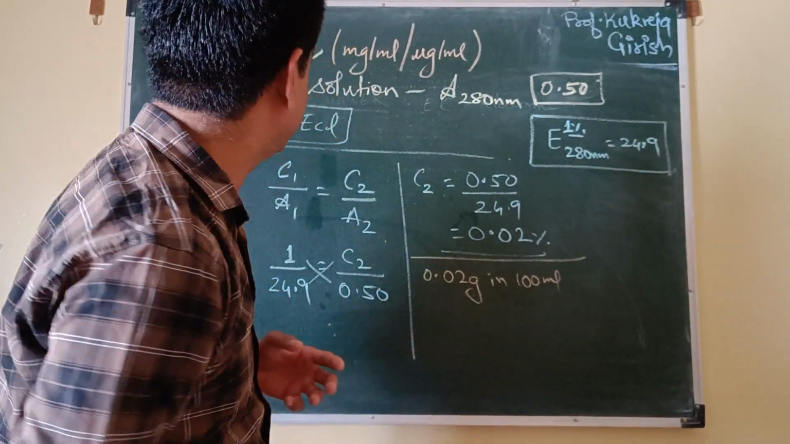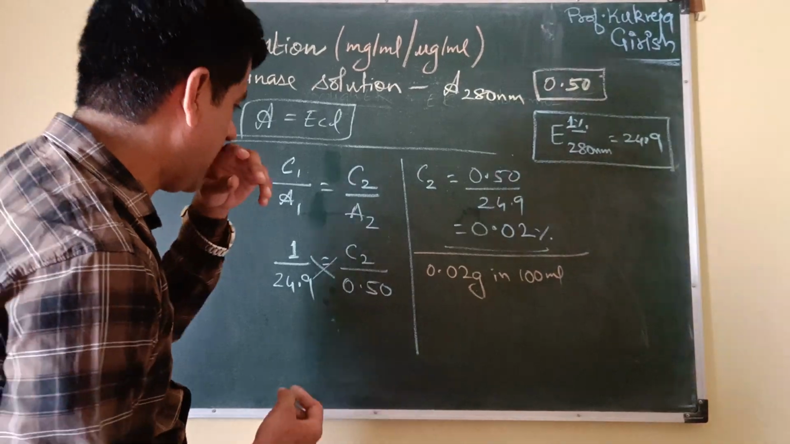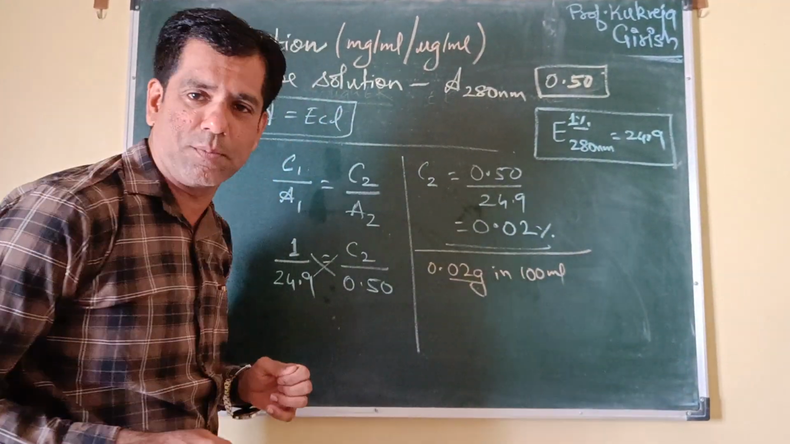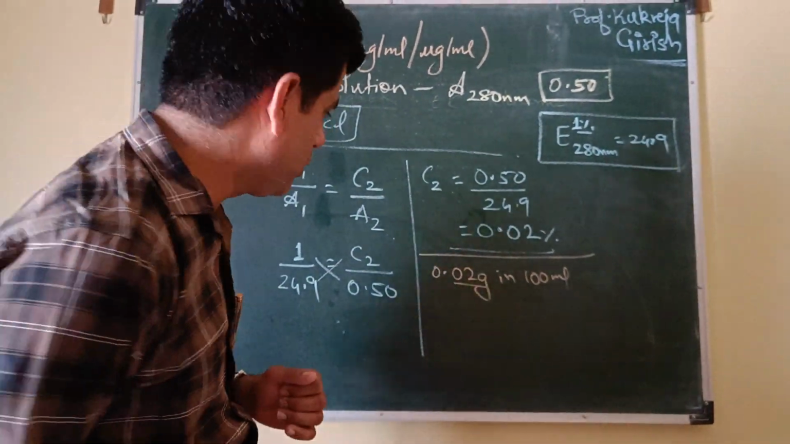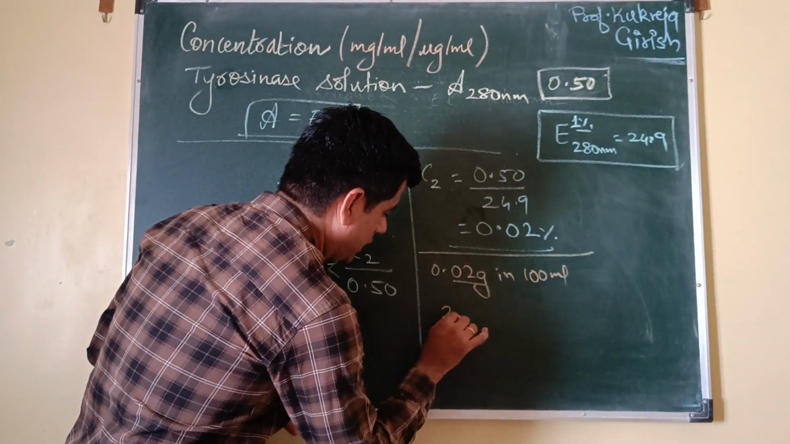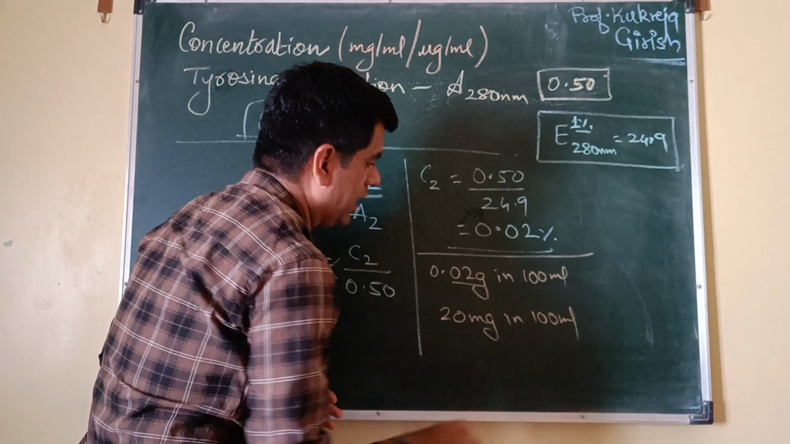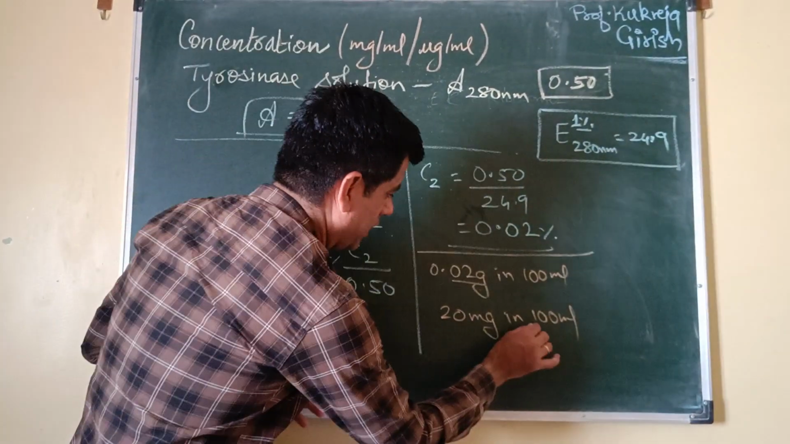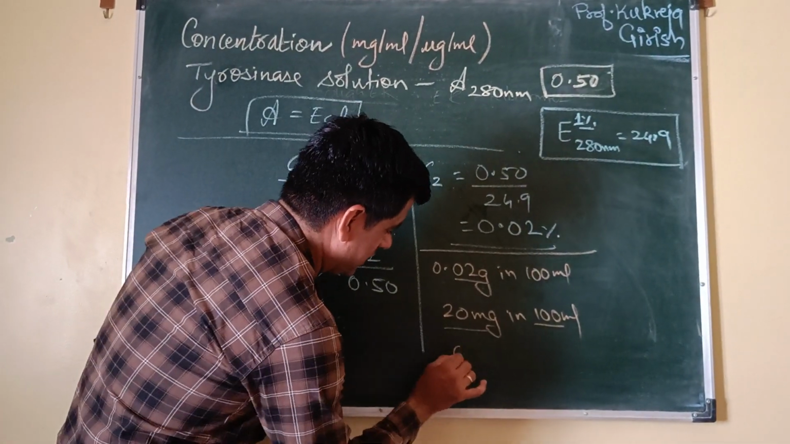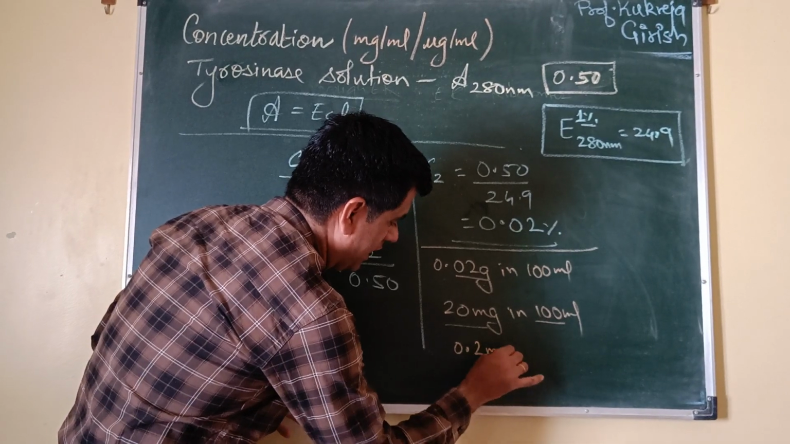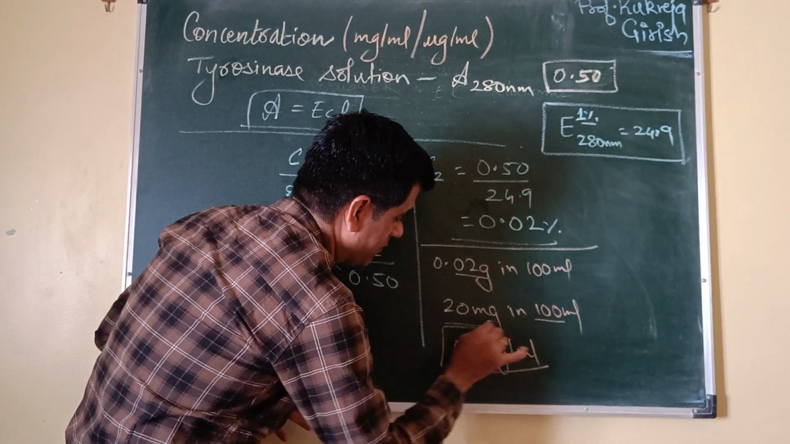Without going much into detail, I want to find it out in milligrams, so let me multiply by 1000. So it is 20 milligrams in 100 ml, and I want to find it per ml, so let me divide by 100. So it is 0.2 milligram per ml, as simple as it is.